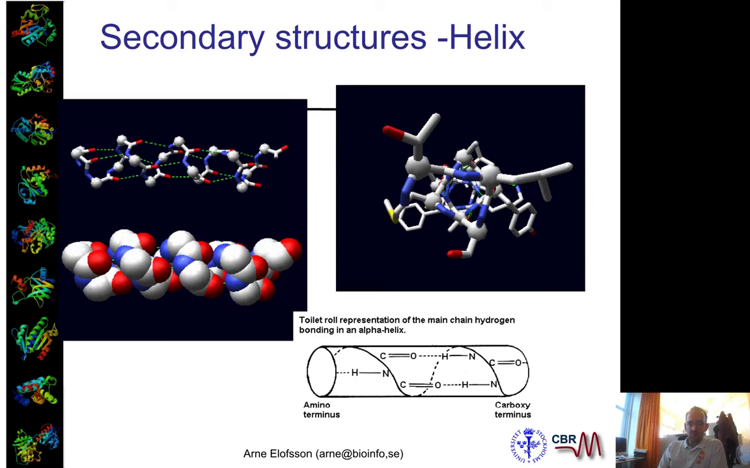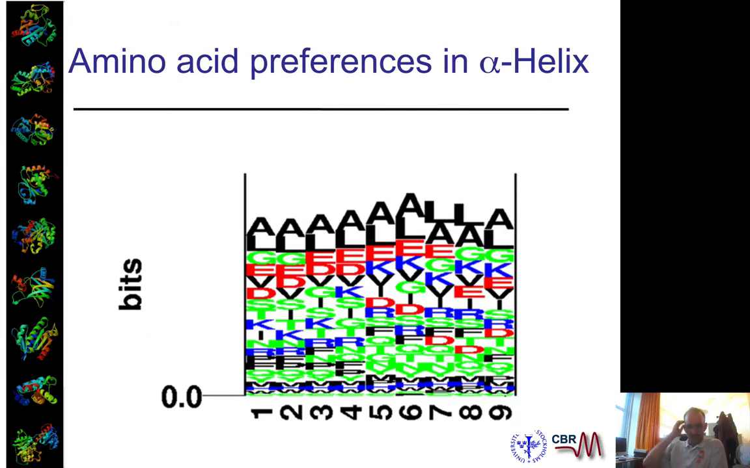So a helix, of course, needs to form hydrogen bonds between i and i plus 3, as we saw. And that, of course, for instance, limits the flexibility of a valine, while in a beta sheet, a valine can be more flexible. So if you look at the amino acid preference in the helix, if you take the first and last residue, you see that there are some preferences.